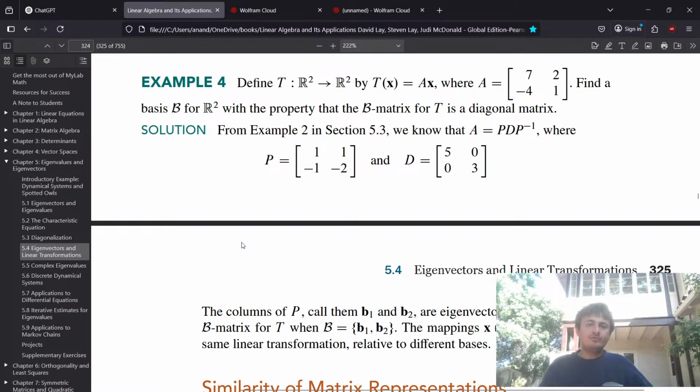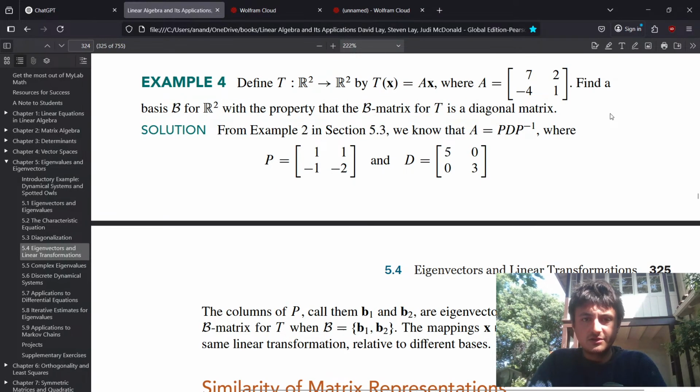All right, example 4. T from R^2 to R^2. Find a basis B for R^2 with the property that the B matrix for T is a diagonal matrix. Okay, I'll be back in a second.